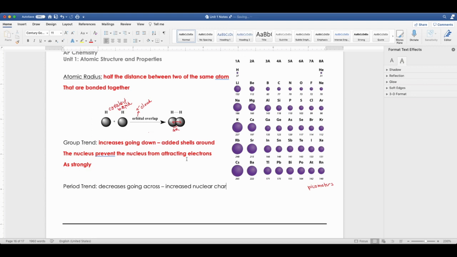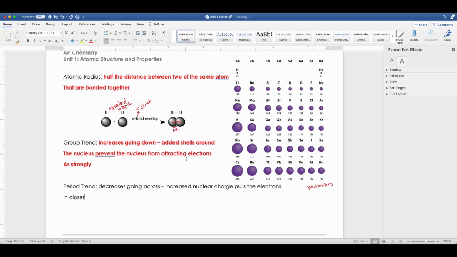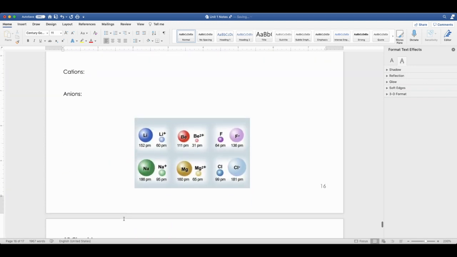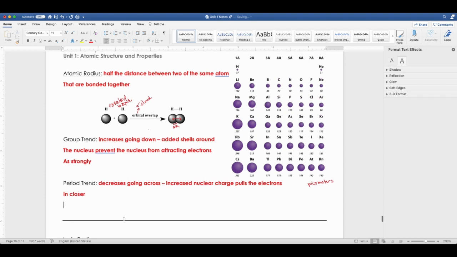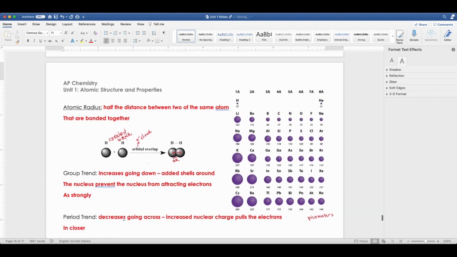Increased nuclear charge, which, as you know, is the number of protons in the nucleus, pulls the electrons in closer. We're going to do practice with this in class too. So, of course, if you have any questions, please feel free to ask me in class. That is atomic radius. Those really are the three trends that we talked about in Chem 1.